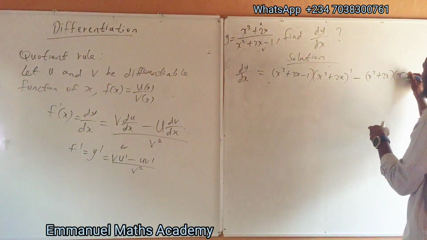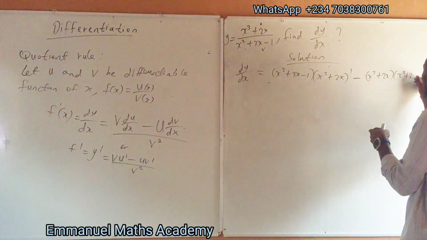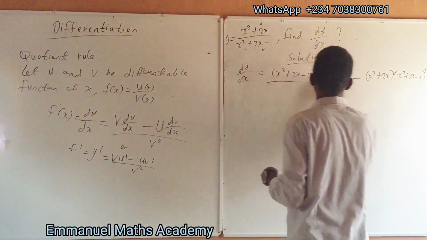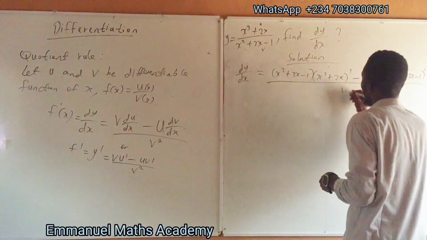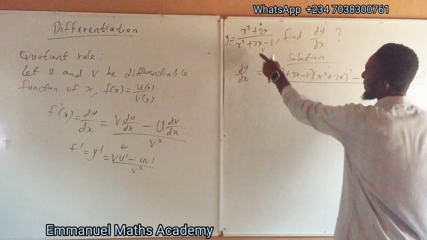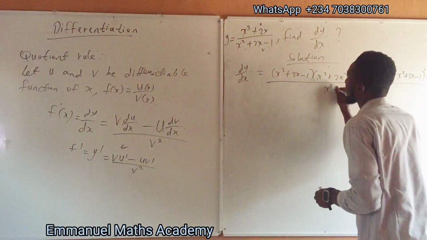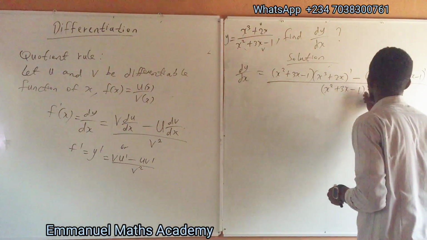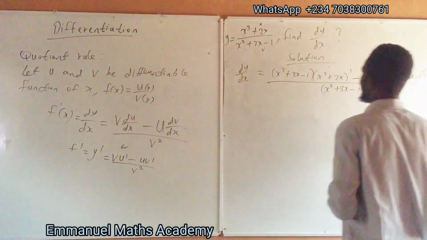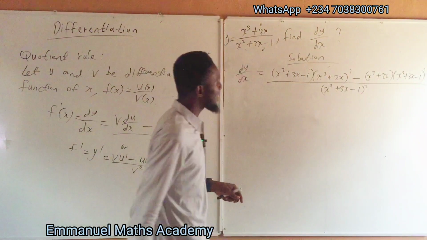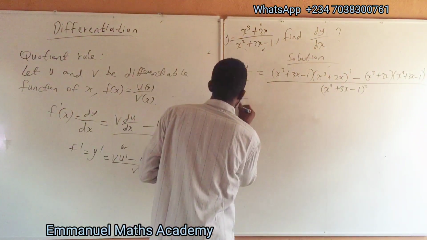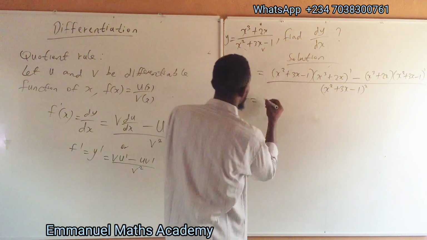(x^2 + 3x - 1)' all over what? All over v squared. What's our v here? x^2 + 3x - 1, all to the power 2. Is that correct?